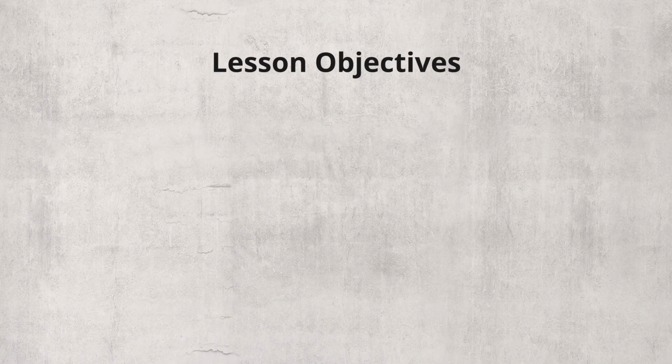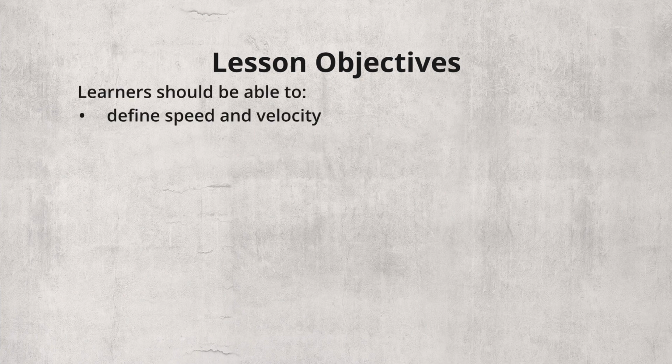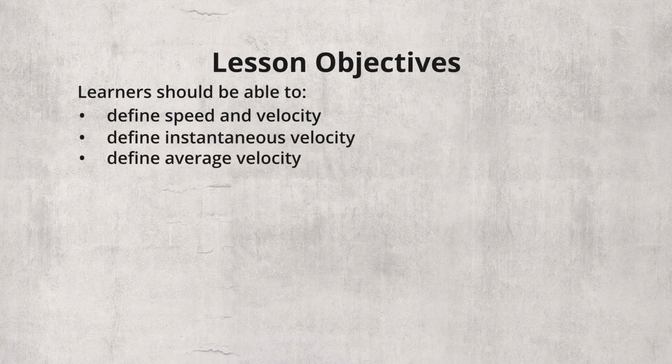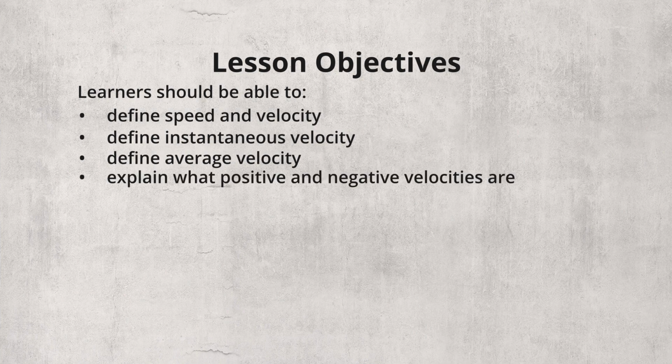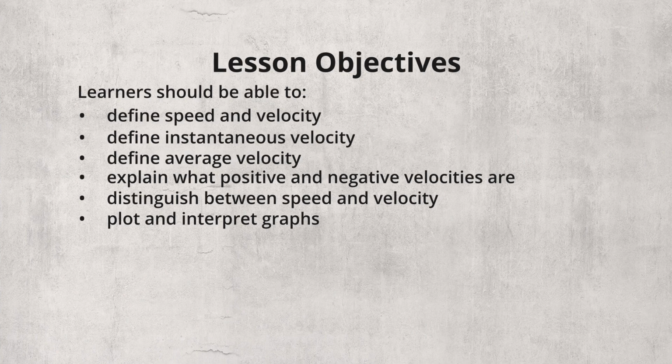Let's have a look at the lesson objectives. At the end of today's lesson, you should be able to define speed and velocity, define instantaneous velocity, define average velocity, explain what positive and negative velocities are, distinguish between speed and velocity, interpret speed-time graphs.